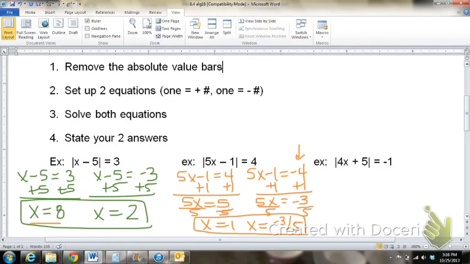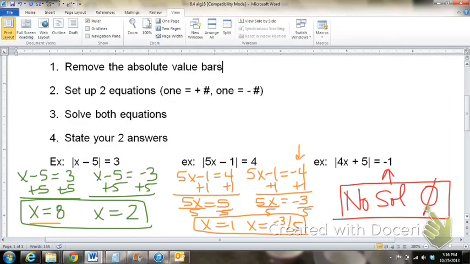Now in the last one, the absolute value of 4x plus 5 equals negative 1. As soon as you see a negative number over here, you say no solution. You can also put the 0 with the slash if you'd like. Okay, so either of those is acceptable. Now let's try some inequalities.